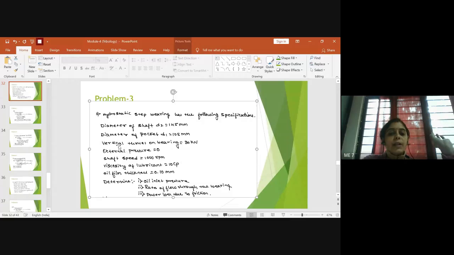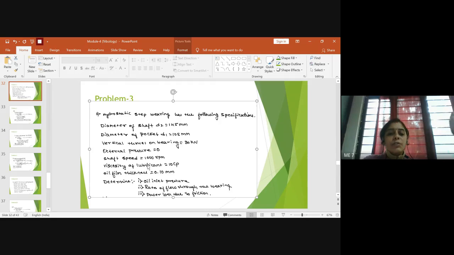So be careful. The vertical thrust on the bearing is nothing but the load subjected to the hydrostatic step bearing. So kindly treat that value as your W. So W will be 30 kilonewton. Here also the assumption is that external pressure will be 0. Then the shaft speed is given here as 1000 RPM. It's better to convert it into RPS. To convert it into RPS, you have to divide 1000 by 60, right? Then divide and see what value you get. That value will be our N dash.